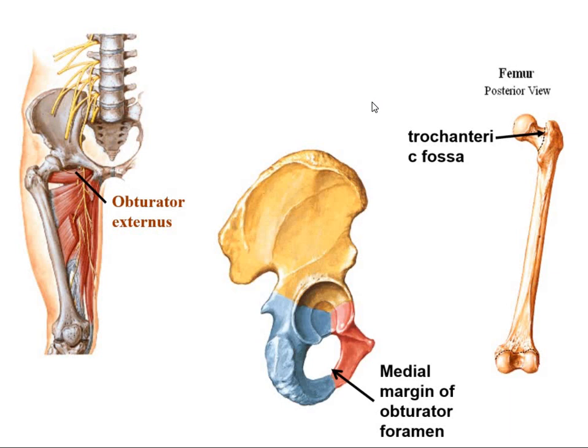So the fibers of obturator externus will come from here, from the obturator margin, and they will go medially, upward and backward and insert on the trochanteric fossa. So you can see these fibers are going behind the femur and they are inserting over here in the trochanteric fossa.